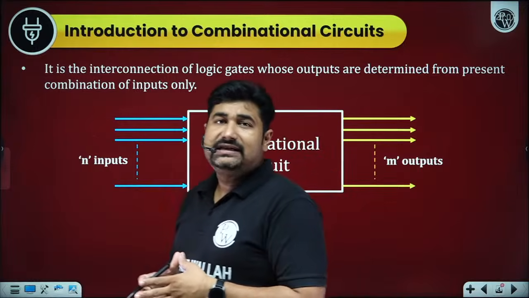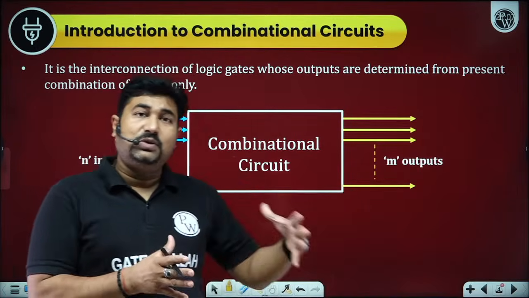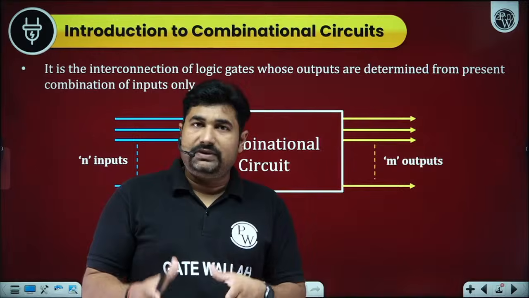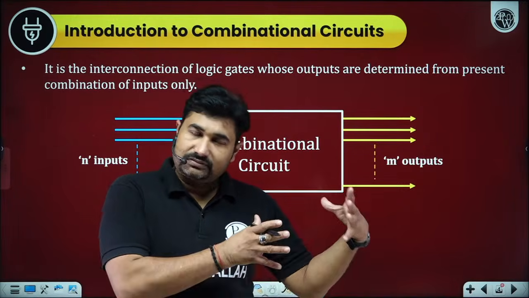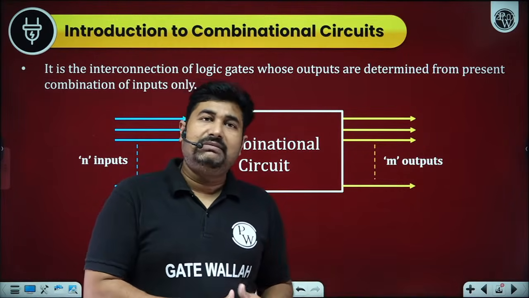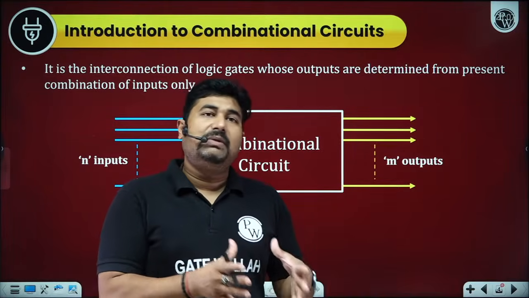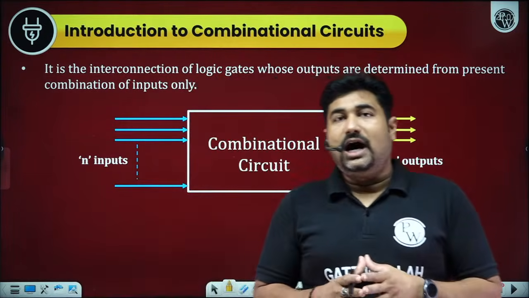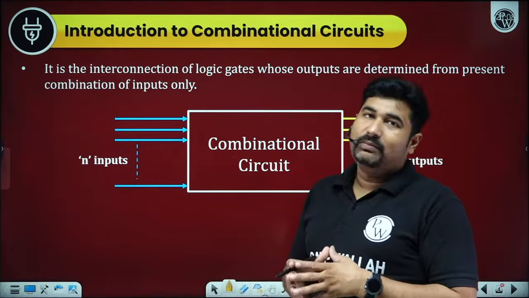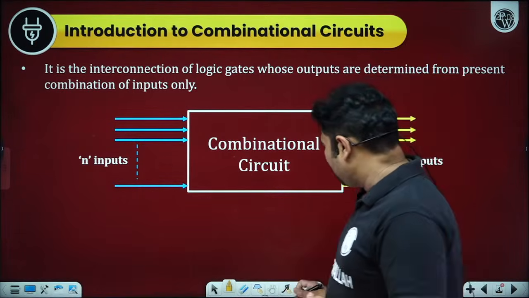So your entire digital electronics is divided into two parts. One is combinational and one is sequential. In sequential, memory elements are required. In combinational circuit, memory elements are not required. Output only depends upon the input combinations.